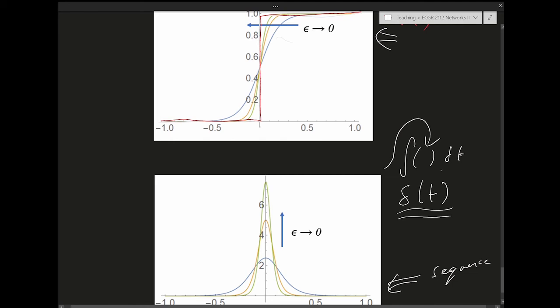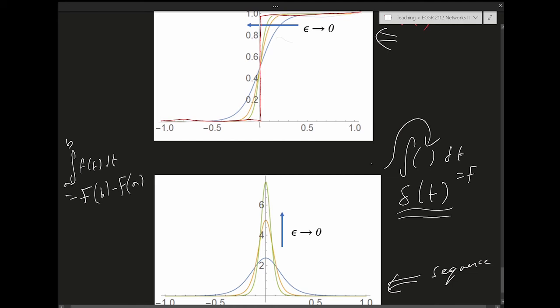is always going to be the antiderivative of the function. Remember the fundamental theorem of calculus: the integral of a function f of t dt from a to b equals the antiderivative of the function at point b minus the antiderivative of the function at point a. This is the fundamental theorem of calculus.